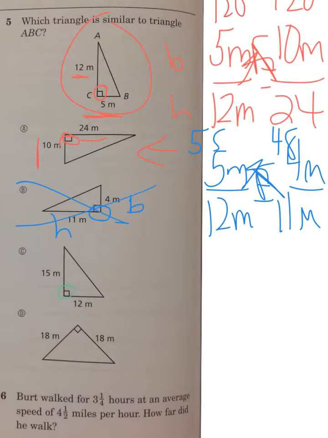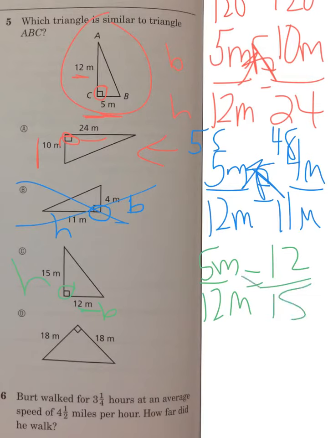You have a right angle with 12 as the base and 15 as the height. So 5 meters over 12 meters equals 12 over 15. When you multiply 15 times 5, you get 75. And when you multiply 12 times 12, you get 144. That one is not correct.